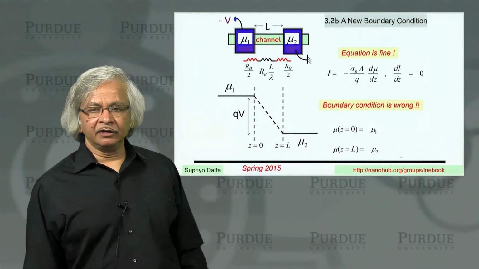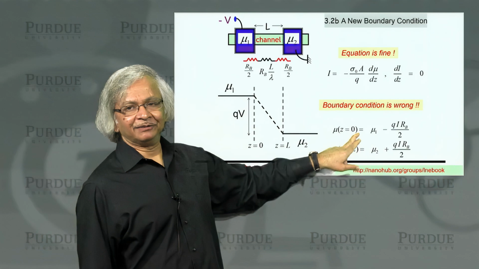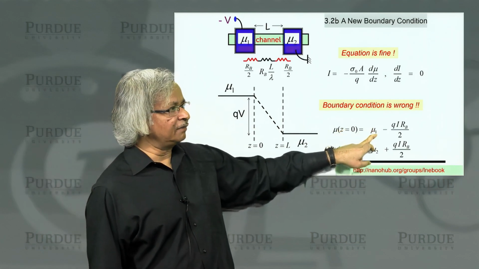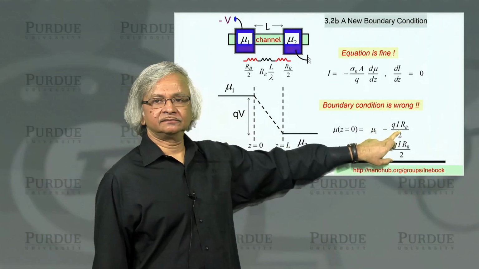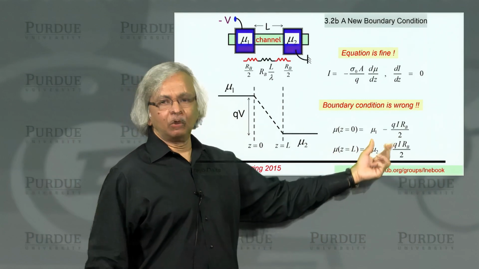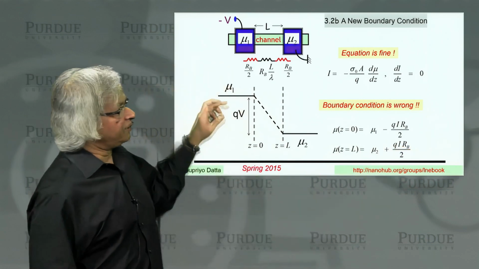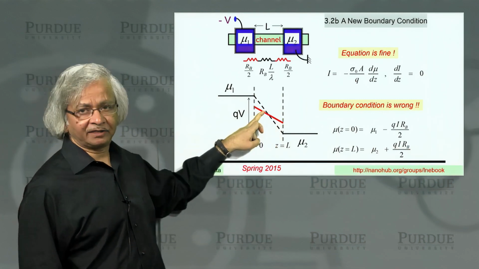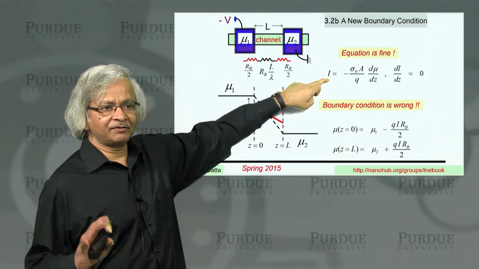Now what we'd like to argue is that the correct boundary condition is that the electrochemical potential at Z equals 0 is not mu1, but a little less than that, by an amount that is proportional to the current. And at Z equals L, it isn't mu2, but a little more than that, again by an amount proportional to the current. So when we draw this line inside the channel, it's still a straight line, because the straight line is required by the diffusion equation.